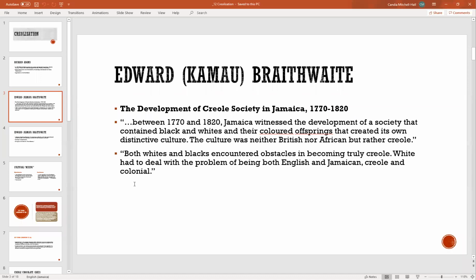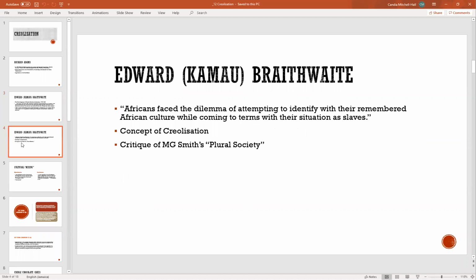For him, the culture was not a British culture, it was not an African culture, but he calls it a Creole culture. And he said that in the process of creating that Creole culture, there are going to be some obstacles for both whites and blacks. The whites had to deal with the problem of being both British and Jamaican, Creole and colonial, while the Africans faced the same dilemma of trying to remember their African culture while coming to terms with being a slave. So there are obstacles in the process of creolization that both Africans and the British went through.